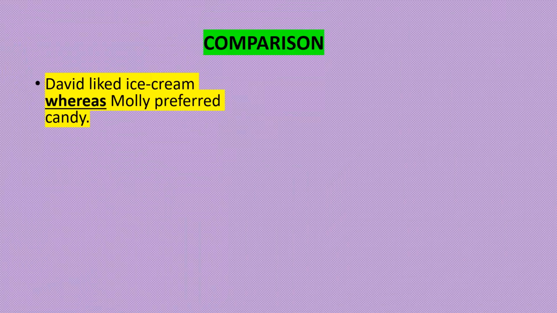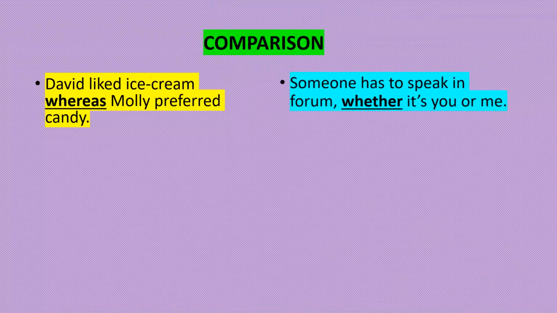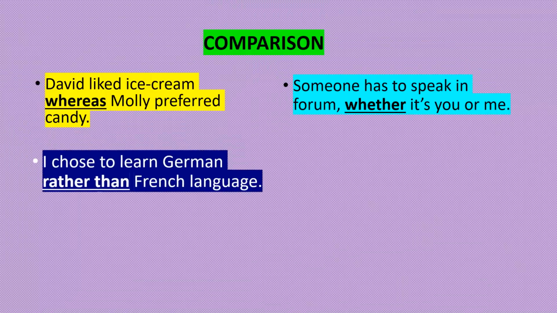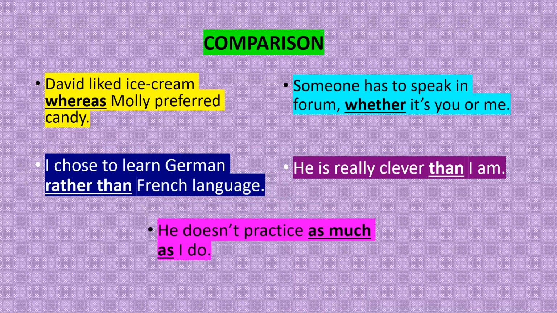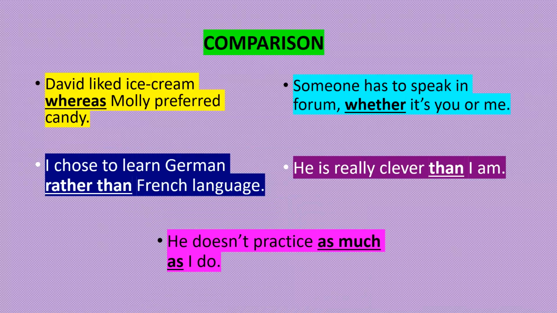Moving on to comparison, these words or phrases link the dependent and independent clauses by comparing the two of them. The first is whereas. David liked ice cream, whereas Molly preferred candy. Whether someone has to speak in forum, whether it's you or me. Rather than. I chose to learn German rather than French language.